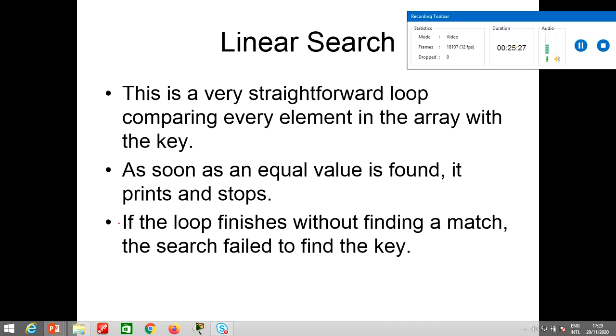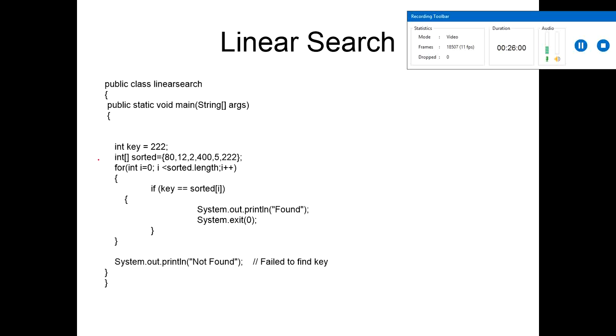So for example, if you have some color in your hand and you have a color palette, you want to match the color that you have in your hand with the color palette. What you will do? You will match the color that you have in your hand with each of the colors in the color palette. So that is called the linear search. This is a very straightforward loop comparing every element in the array with the key. As soon as the equal value is found, it will print it and stop, and if the loop finishes without finding a match, it will just display that it cannot find the key, or the key does not exist.